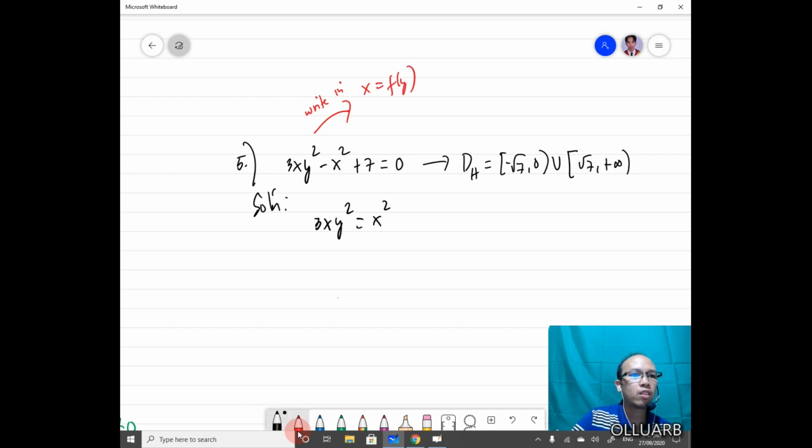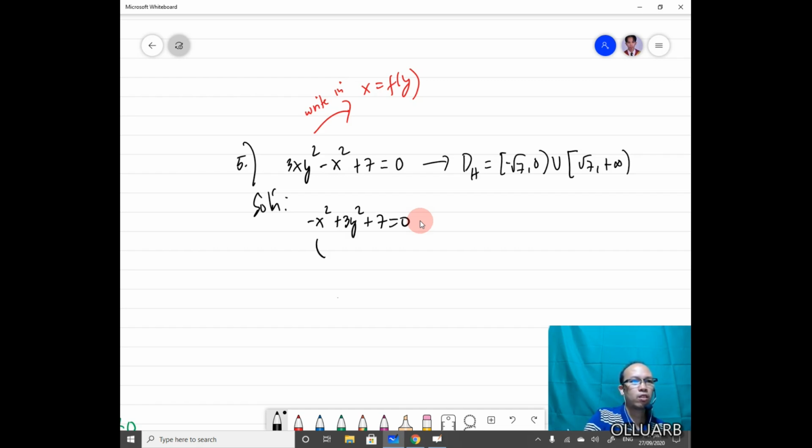Sorry, I was actually correct before. We have x in terms of y, not y in terms of x. So therefore we have to use the quadratic formula. So from here we have negative x squared plus 3y squared.